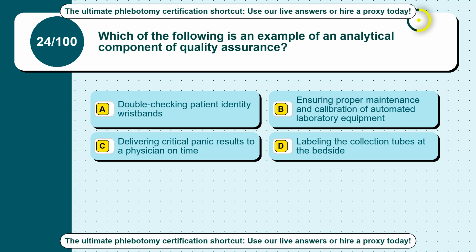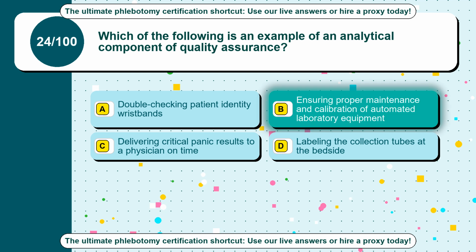Option B, ensuring proper maintenance and calibration of automated laboratory equipment. Option C, delivering critical panic results to a physician on time. Option D, labeling the collection tubes at the bedside. The correct answer is option B, ensuring proper maintenance and calibration of automated laboratory equipment.